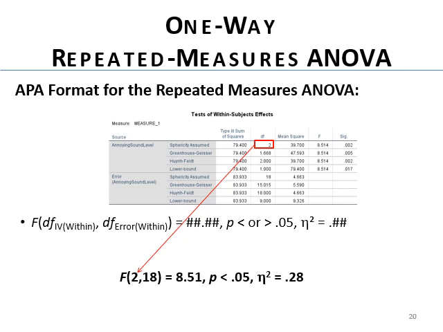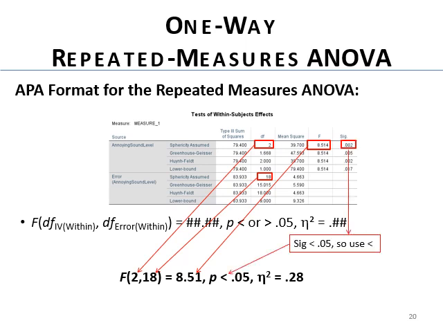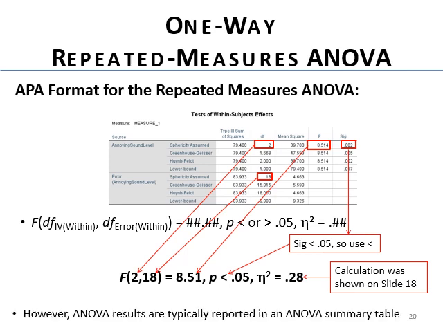So degrees of freedom of 2. Your error within was 18. Your F value to 2 decimal points. Sig was less than 0.05, so P less than 0.05. And then finally, your eta squared came from that calculation on slide 18. However, we rarely write ANOVAs up in the text, particularly ones like this. We usually do an ANOVA summary table. So I'll show you how to do that on the final slide.